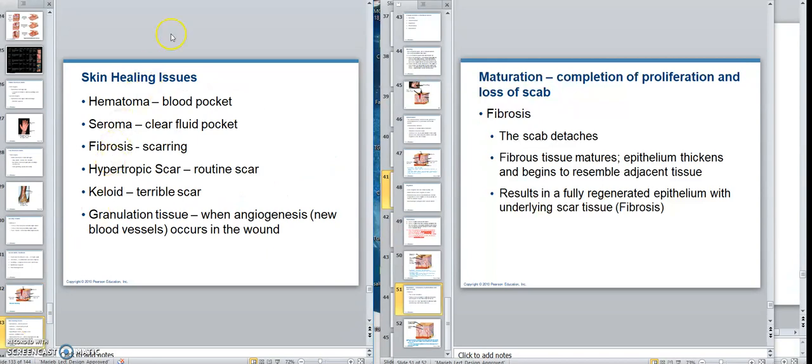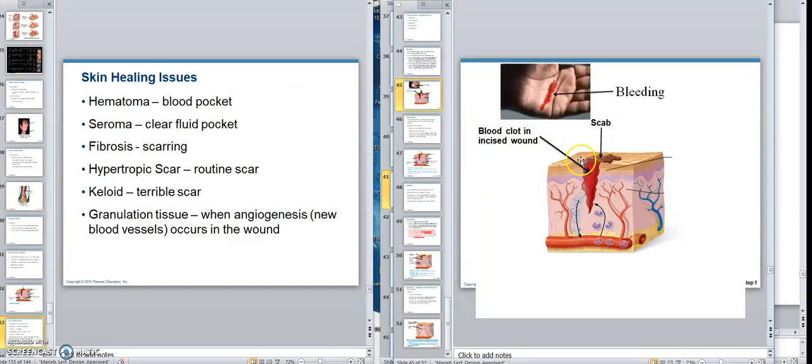So here are some skin healing issues. A hematoma is a pocket of blood. A seroma sometimes, in other words, when this heals, you may get a pocket down here, and it doesn't heal completely because a seroma is a fluid pocket. Fibrosis is a fancy name for scarring.